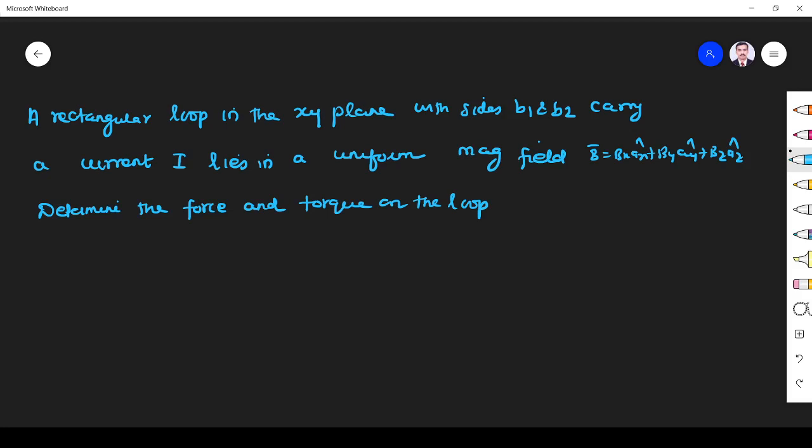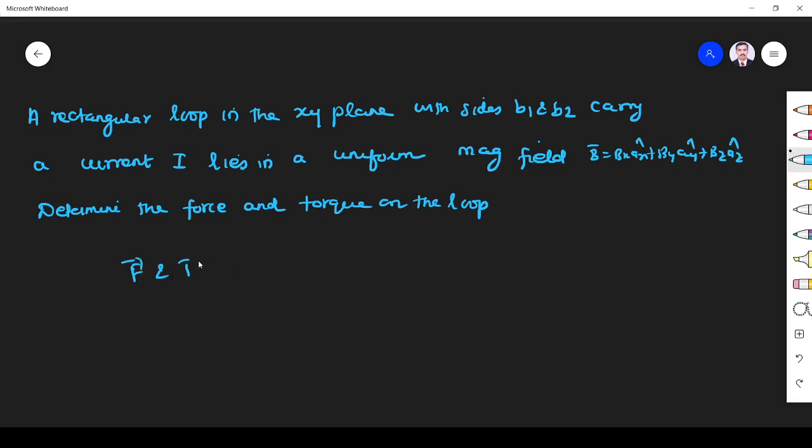A rectangular loop in the xy plane with sides B1 and B2 carries a current I and lies in a uniform magnetic field B equal to Bx ax plus By ay plus Bz az. Determine the force and torque on the loop. So we have to find force and torque.